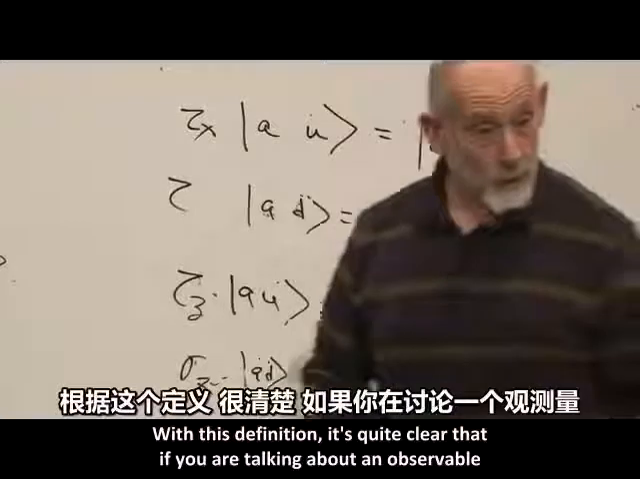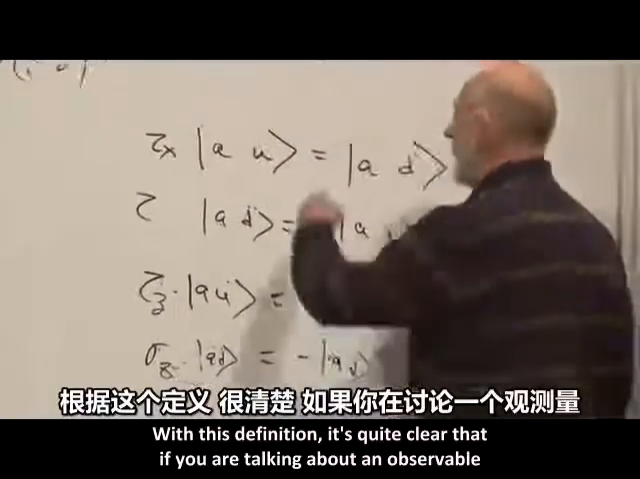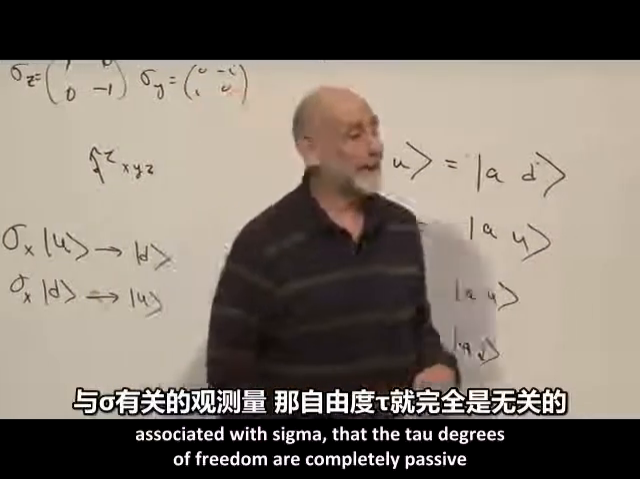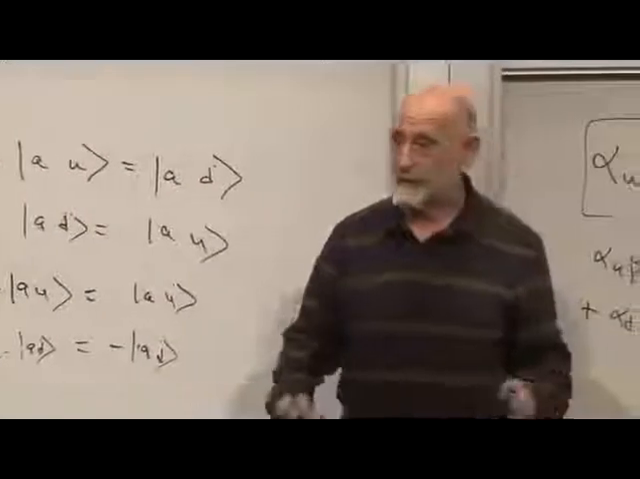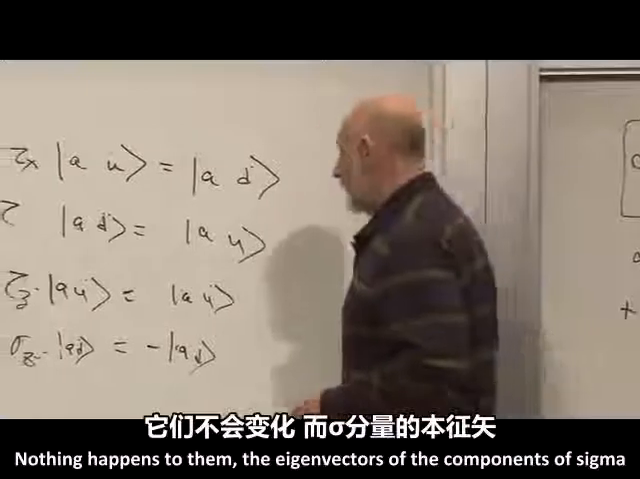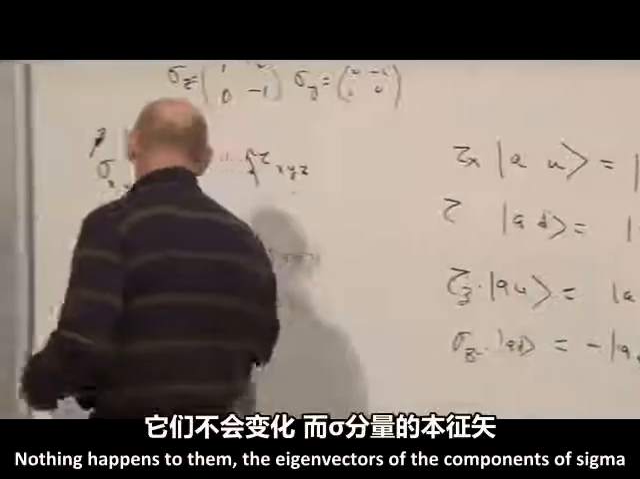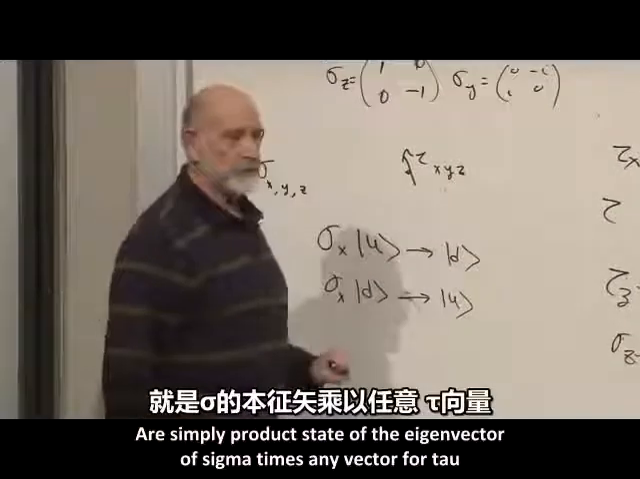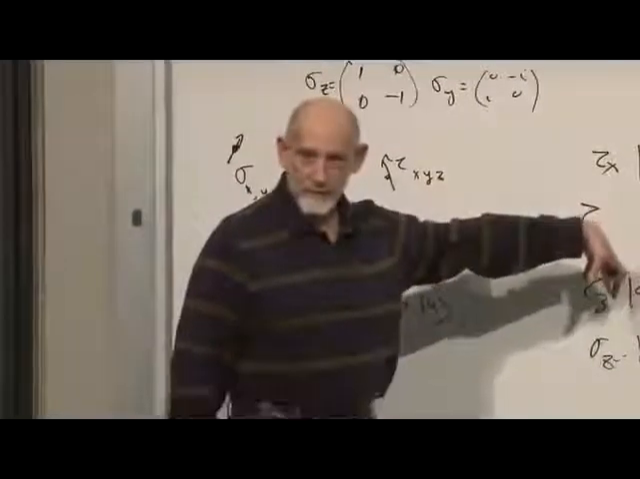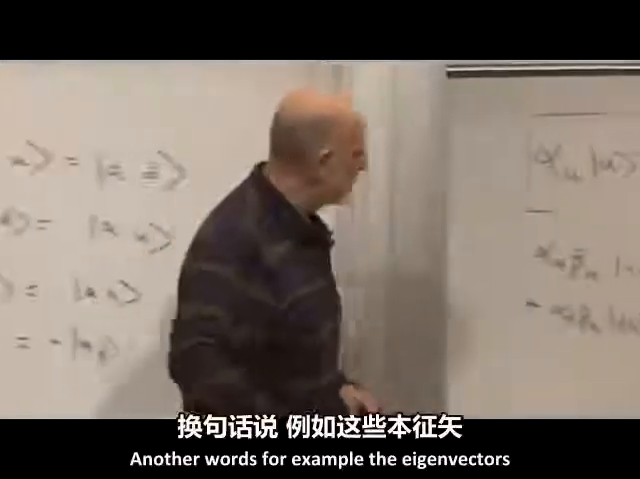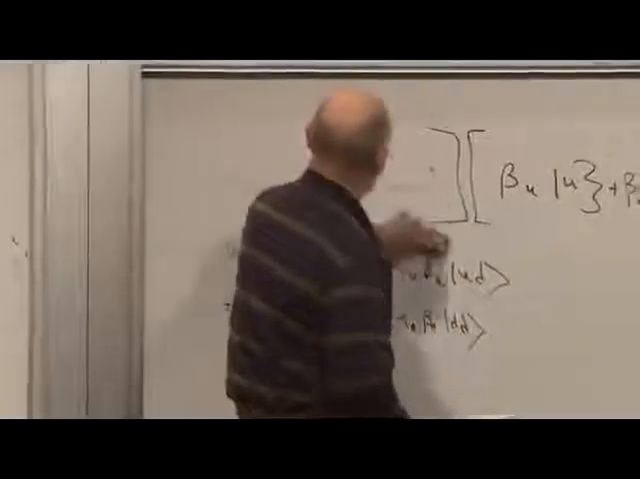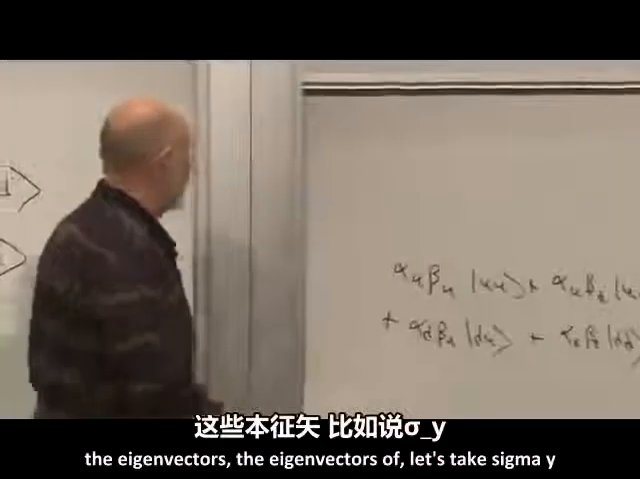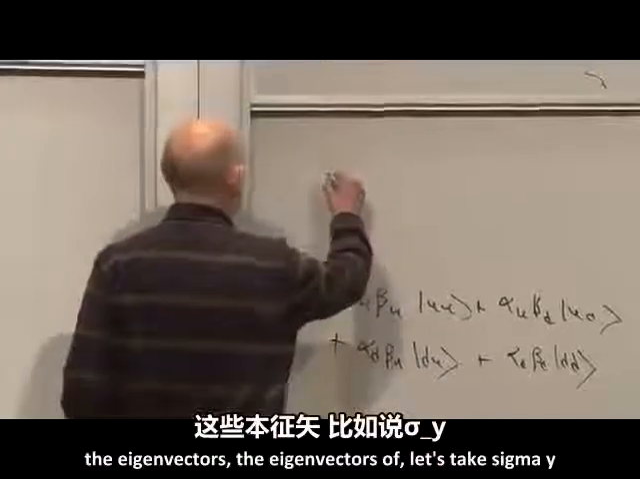Straightforward. With this definition, it's quite clear that if you're talking about an observable associated with sigma, the tau degrees of freedom are completely passive. Nothing happens to them. The eigenvectors of the components of sigma are simply product states of the eigenvectors of sigma times any vector for tau. In other words, for example, the eigenvectors of, let's take sigma y.